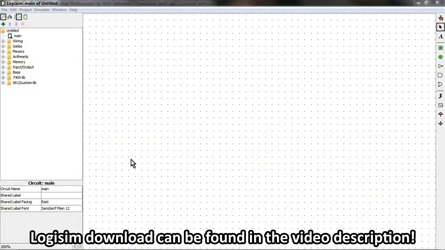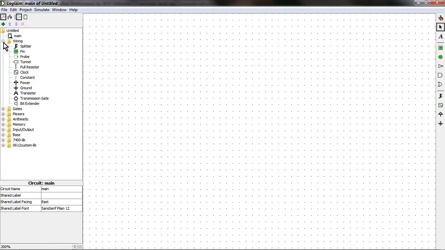So this is the interface you will be greeted with, and essentially, if we want to play with transistors, they are down here under wiring. In fact, it's right here. This is a transistor. I'm going to go ahead and place a transistor here and set it to N-type. So this is actually the NPN kind of transistor. We'll start with this, then we'll move on to the PNP.